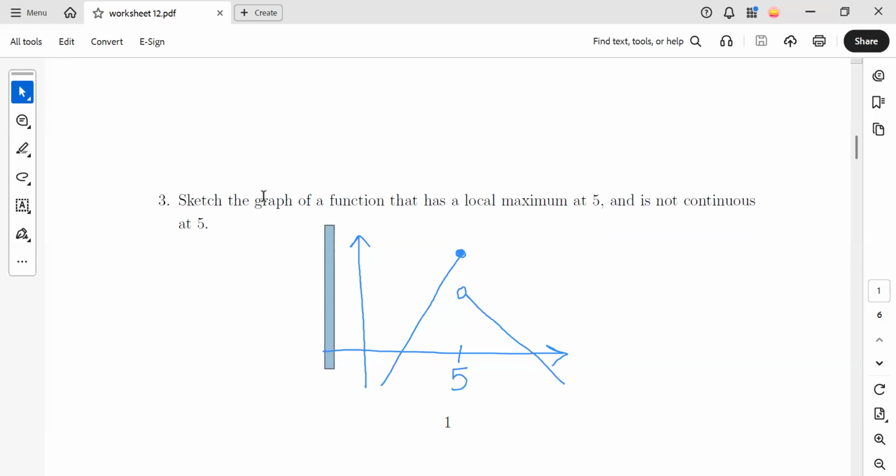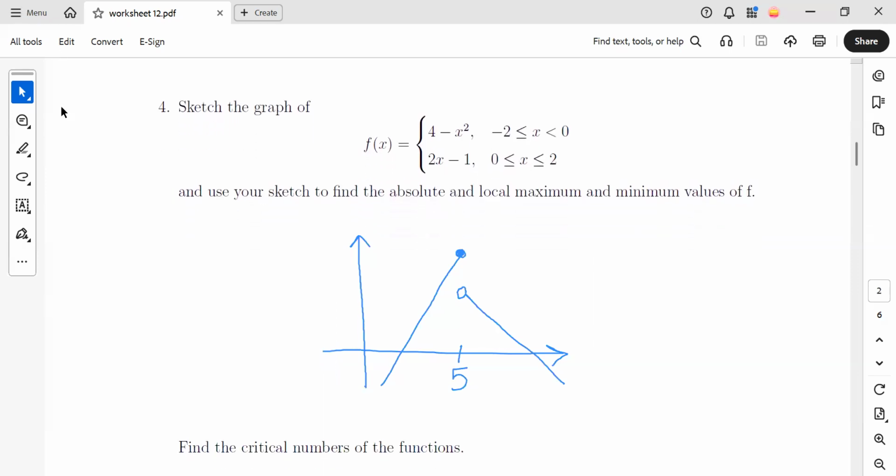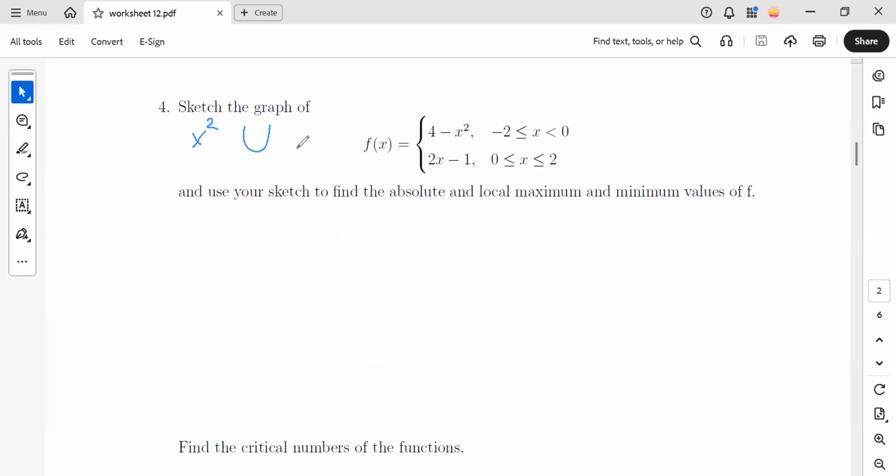Let's move on to the second page, which is about sketching the graph of a piecewise function. We know that the first one is a quadratic function, and if it was x squared, this would be u-shaped like this. If it is minus x squared, it will be something like this, and it is 4 minus x squared, so it will be moved up 4 units.